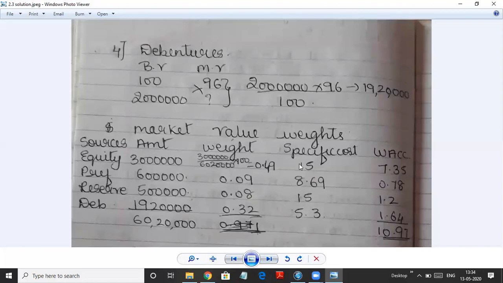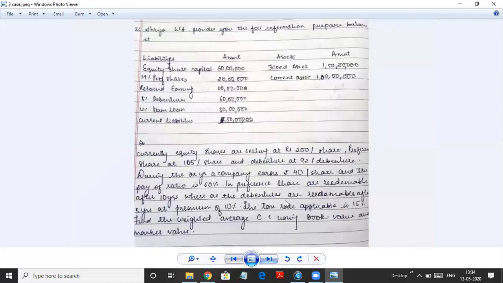Now we multiply the weightage with the specific cost to get the weighted average cost of capital. Once you multiply, you get 10.97%, the total after multiplying. So remember one thing, you take weightages always in decimals and you take cost as full, that is 15%, 8.69%. You don't convert it to decimals. I hope it's clear. Let's go further.